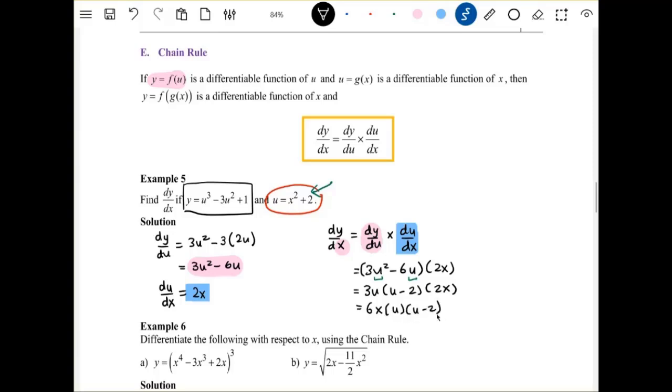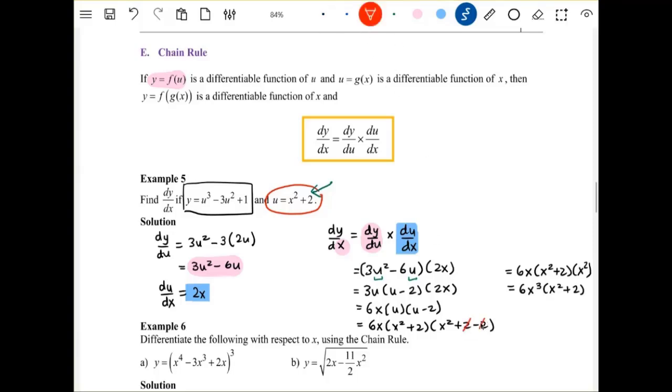So saya gantikan terus dalam bentuk x, u kita adalah x square plus 2 and then u minus 2 adalah x square plus 2 minus 2. So simplify kita akan dapat 6x, x square plus 2 dan juga x square. So x square dengan x boleh combine, kita akan dapat 6x cube x square plus 2. Okay, di mana yang ini kita boleh potong.